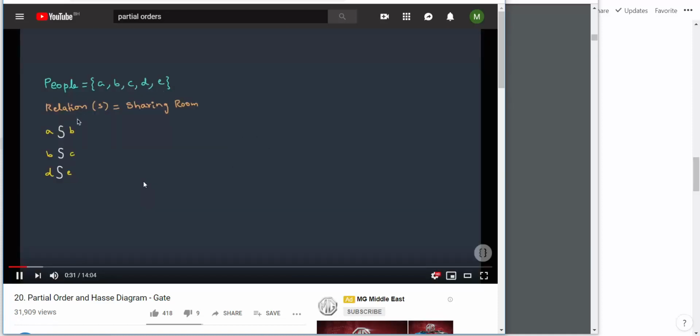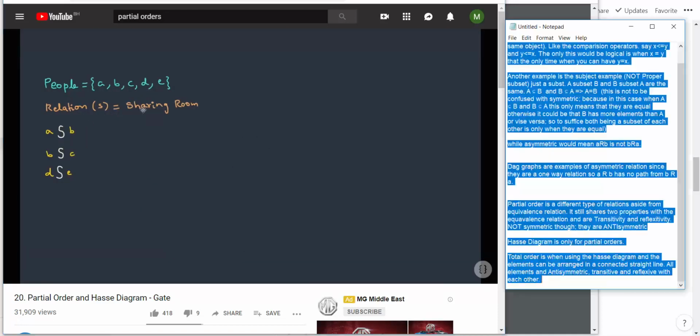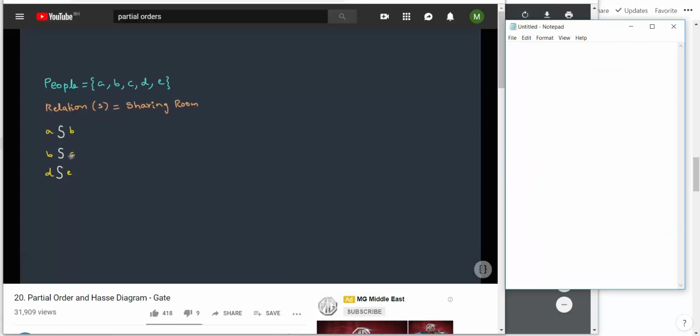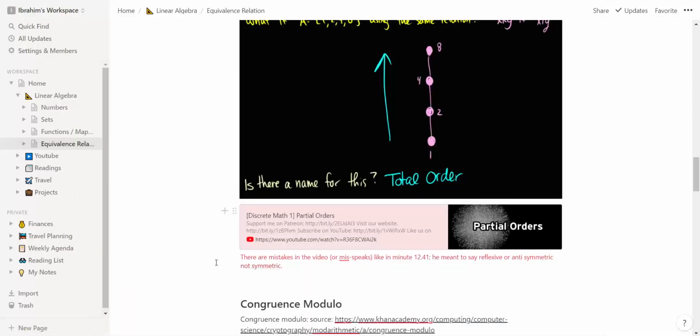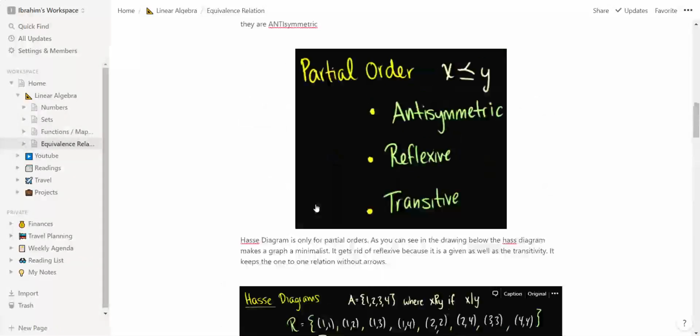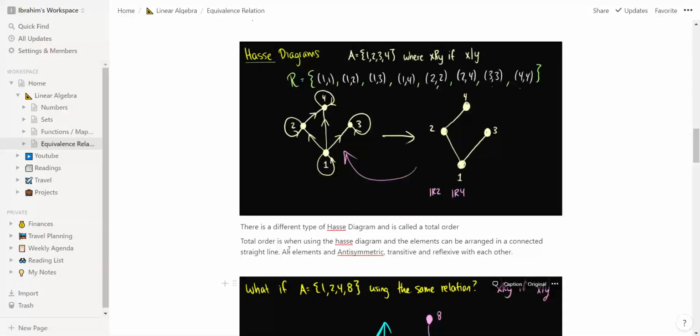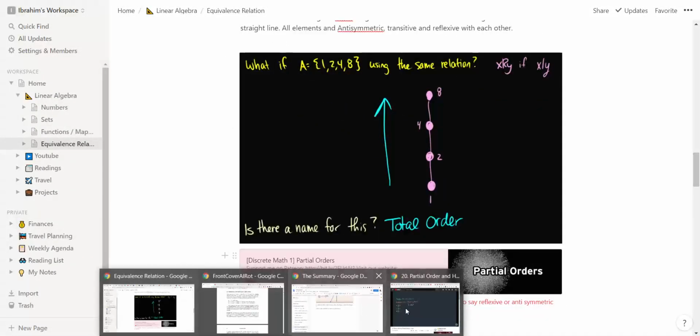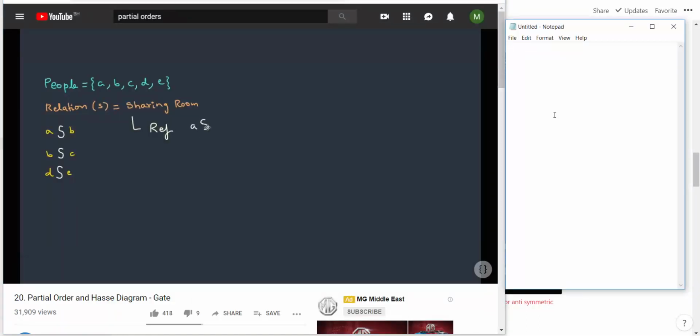And there's a relation S which says sharing a room. A shares with B, B shares a room with C, and D shares a room with E. So what kind of relation is this? Let's try to analyze it. Let's test for reflexive property. A shares a room with A. When a person is in a room, he is actually sharing with himself.